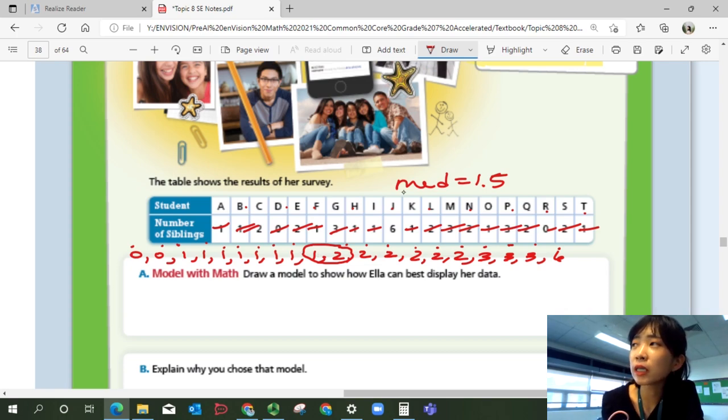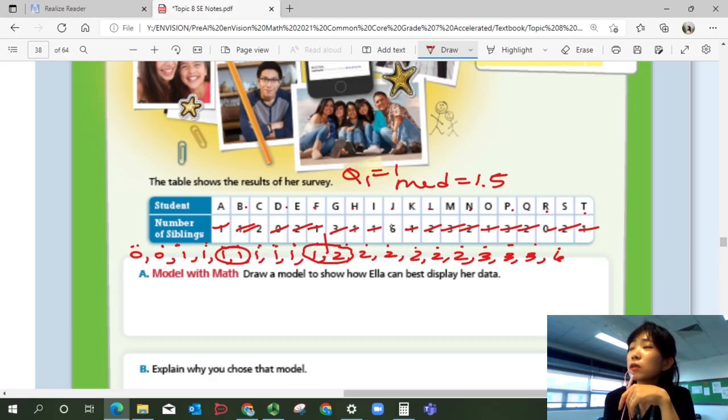So your median is where it splits. Then you start counting from your lower half. So 0 and 1, 0 and 1, this one and this one, this one and this one. So these two are the median of the lower half. So your Q1 is 1.